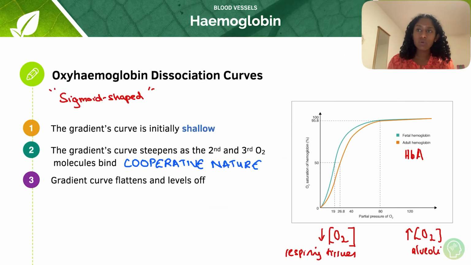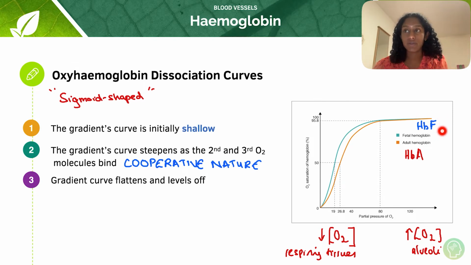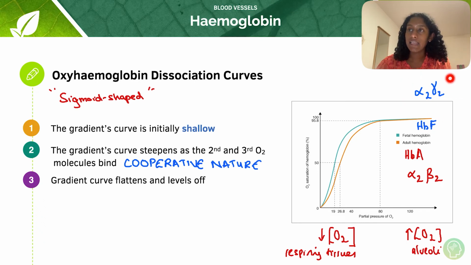Now, we've had a talk about how this works in adult haemoglobin. So before we move on, I just want to cover what happens in fetal haemoglobin. So fetal haemoglobin, we write as this, Hb for haemoglobin and capital F for fetal. And it has a slightly different structure to adult haemoglobin in that it's formed from 2 alpha polypeptides and 2 gamma polypeptides, whereas adult haemoglobin is formed from 2 alpha polypeptides and 2 beta polypeptides. So this is our structure of fetal haemoglobin.